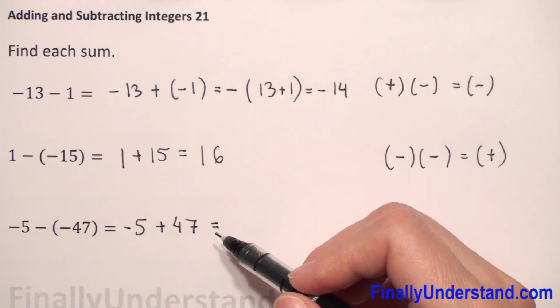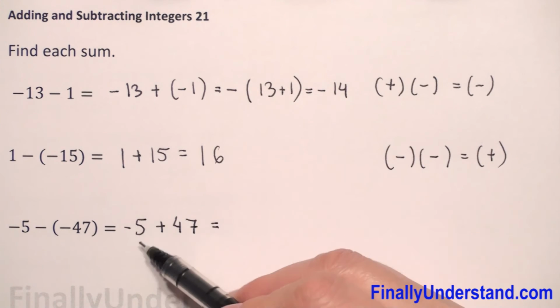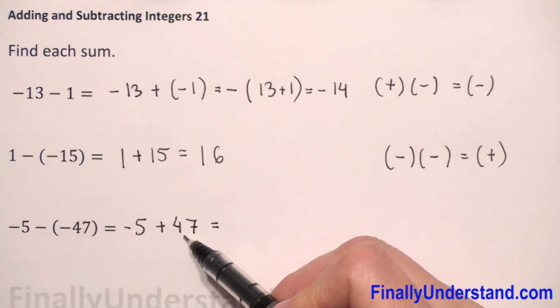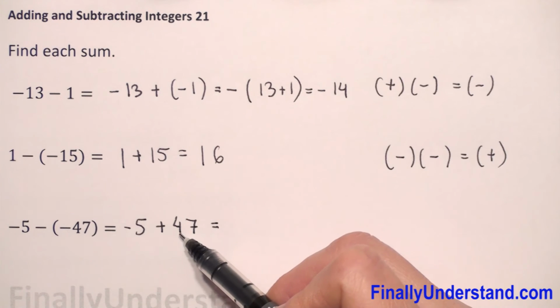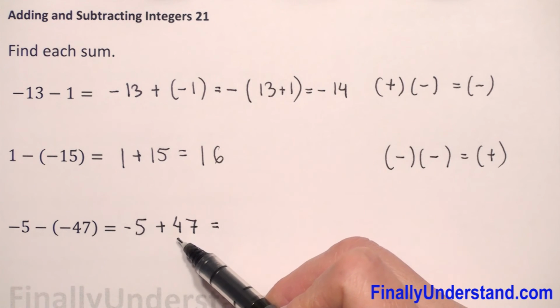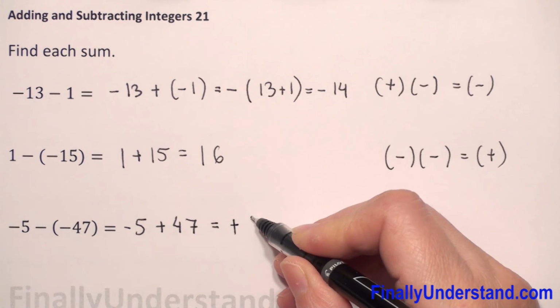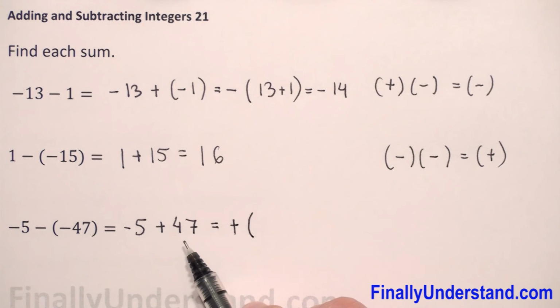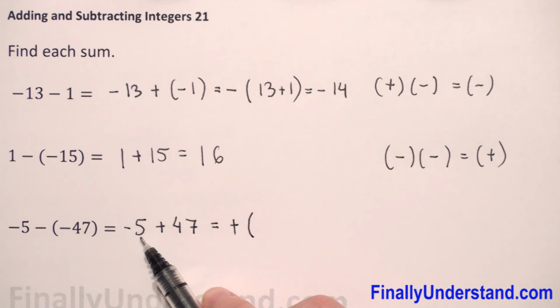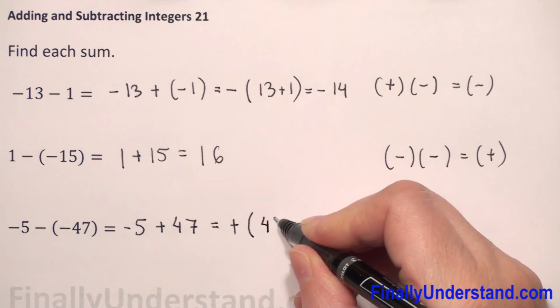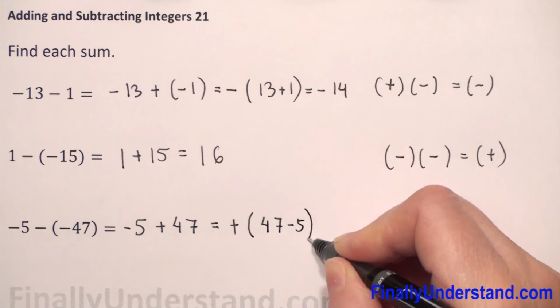So first we have to check which of these two numbers is greater. 47 is greater than 5. So we check the sign before the greater number, which is positive. So we copy the positive sign, we open parentheses, and from the greater number we subtract the smaller. So we have 47 minus 5.